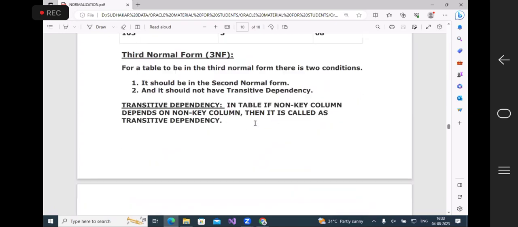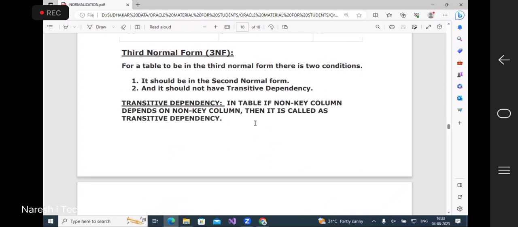Coming to the third technique, what does it tell us? If your table wants to satisfy the third level, the third form, your table should satisfy 2 conditions. One is that your table should be in the second normal form, which means there are no partially dependent columns. And in addition, it should not have transitive dependency columns.